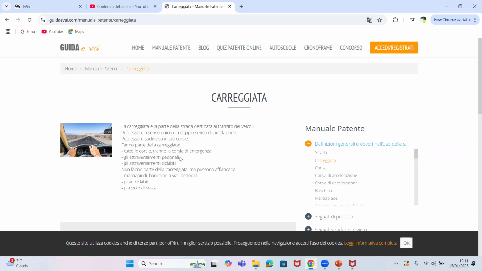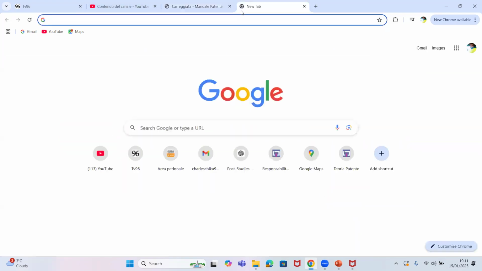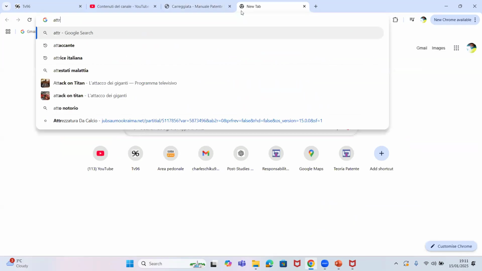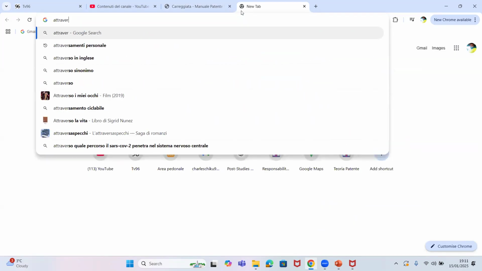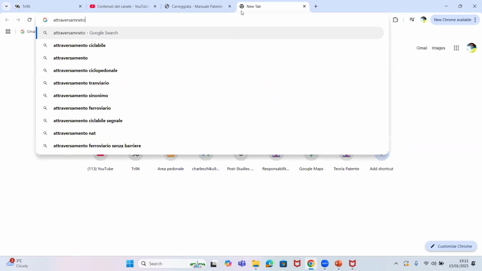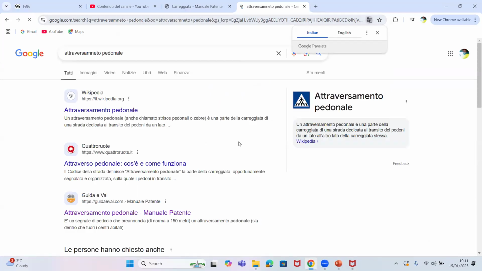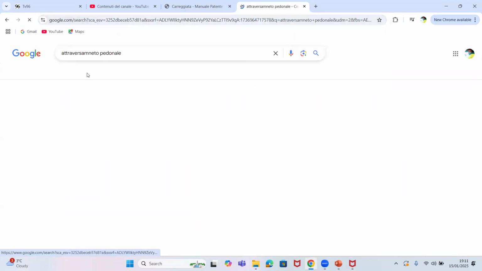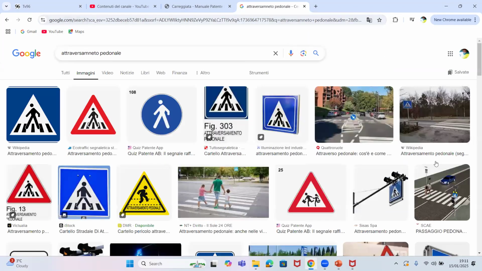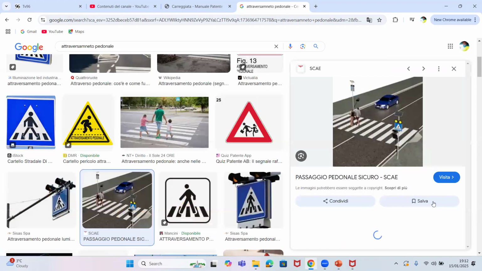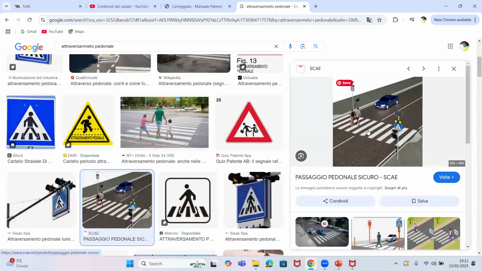I go show you a picture. Now, what is this attraversamento pedonale? Because I love showing you guys picture. Now, let me show you guys. Attraversamento pedonale is zebra crossing line. This guy you are seeing here. Look at it very well. I'll ask a question. Is he inside Carreggiata or is he outside Carreggiata?